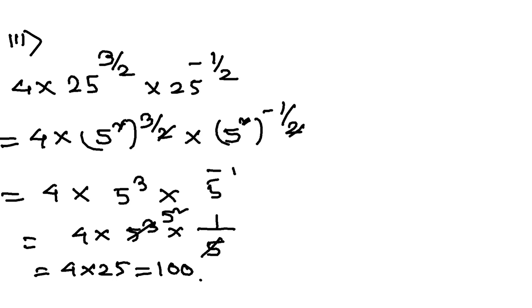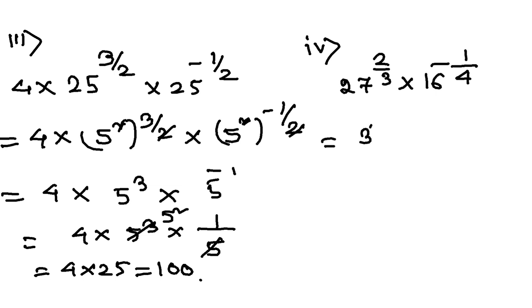Now finally, let's go to question number 4. Question 4 says 27 to the power 2 by 3 into 16 to the power minus 1 by 4. Again, very easy. 27 is 3 cube whole to the power 2 by 3 and 16 is 2 to the power 4 whole to the power minus 1 by 4.